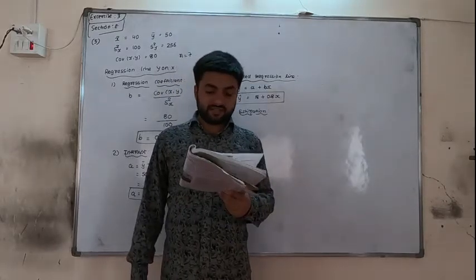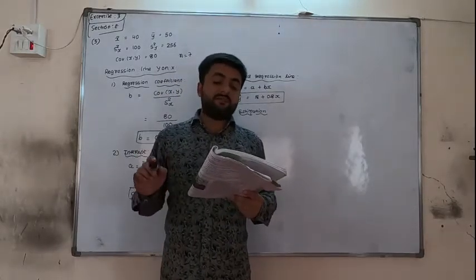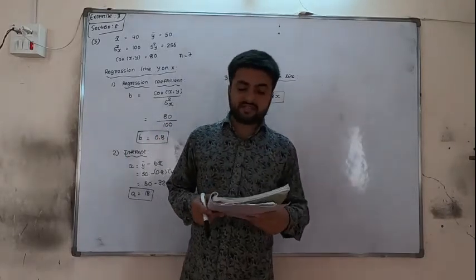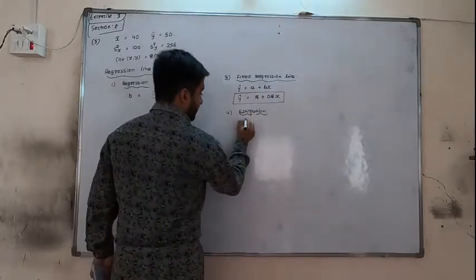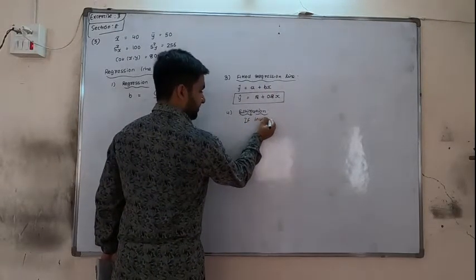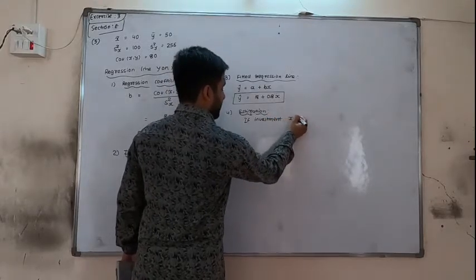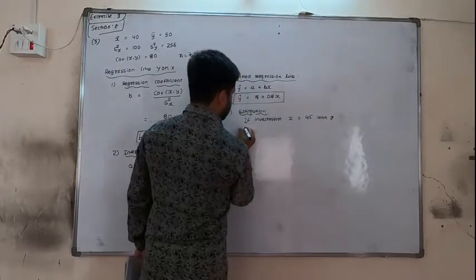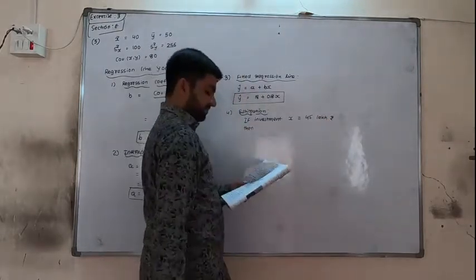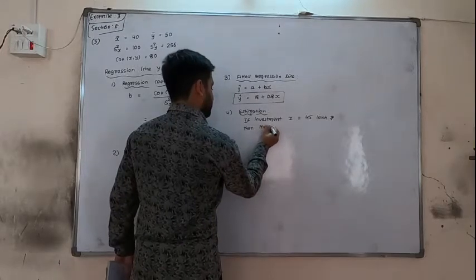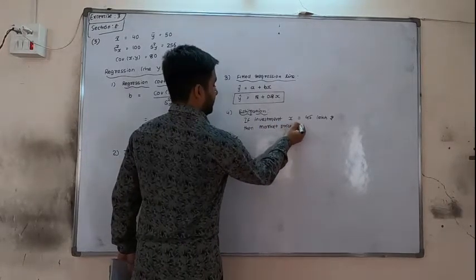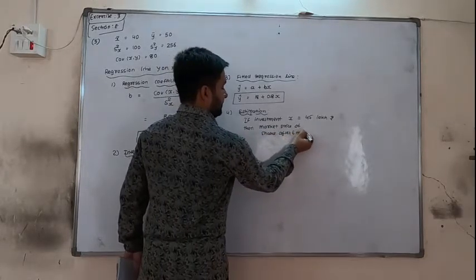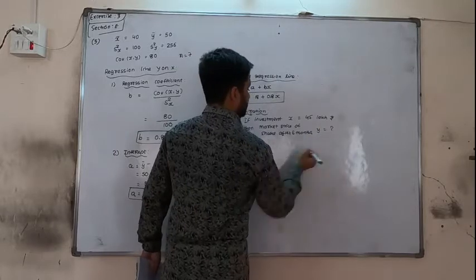Obtain regression line y on x. Estimate the market price in share market after 6 months, that is y, if the investment x is 45 lakh. If investment x is equal to 45 lakh rupees, then market price of share after 6 months, y, is equal to the question.